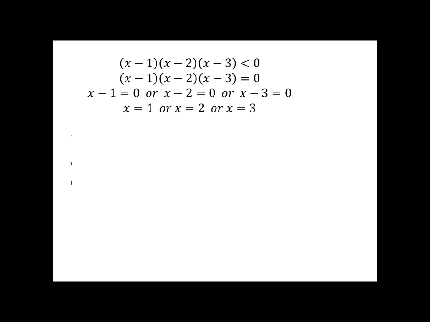Now let's take a look at another polynomial inequality. In this one, they give us our polynomial as 3 factors all multiplied together. Do not multiply them together. Leave them just like this. Set that sucker equal to 0. Now take each factor and set it equal to 0. So I get x minus 1 equals 0, or x minus 2 equals 0, or x minus 3 equals 0. Solve each of those. X equals 1, or x equals 2, or x equals 3.